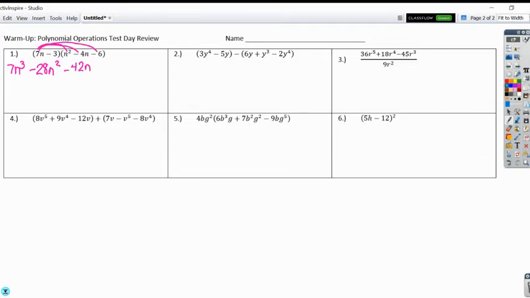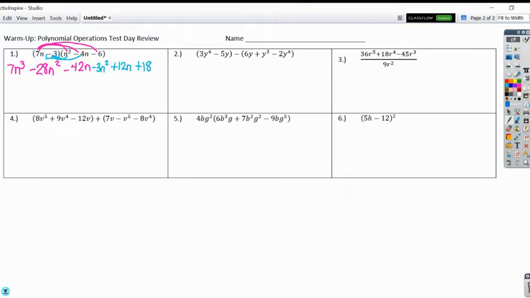Now, for my next term, that negative 3 in the binomial is going to multiply by n squared. Negative 3n squared, no numbers to multiply together because my negative 3 is times a 1 exponent. And then no other variables to multiply by, so that'll stay the same. Then my negative 3 times the negative 4n makes positive 12n. And then my negative 3 times negative 6 is positive 18.